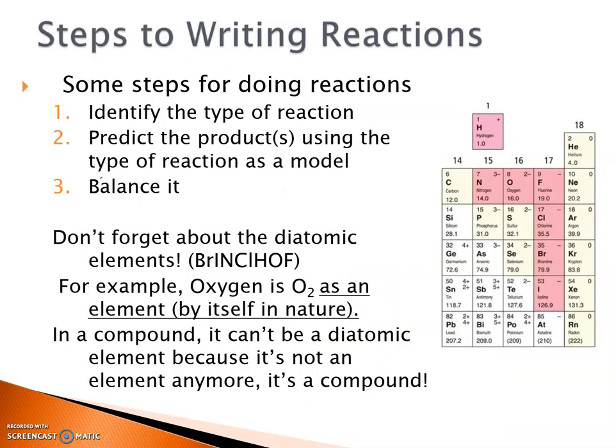Now, just to reiterate some of these steps for doing chemical reactions, I just want to go over the top of this slide with you. It says, the first thing we want to do is identify the type of reaction. When we see a reaction, we should be able to tell, is it going to combine or is it going to split apart? And so based on the type of reaction, if we're told it's synthesis, we know it's going to combine, and if we're told it's decomposition, it's going to split apart. Then we're going to predict the product using the type of reaction as a model. And finally, we're going to balance that.